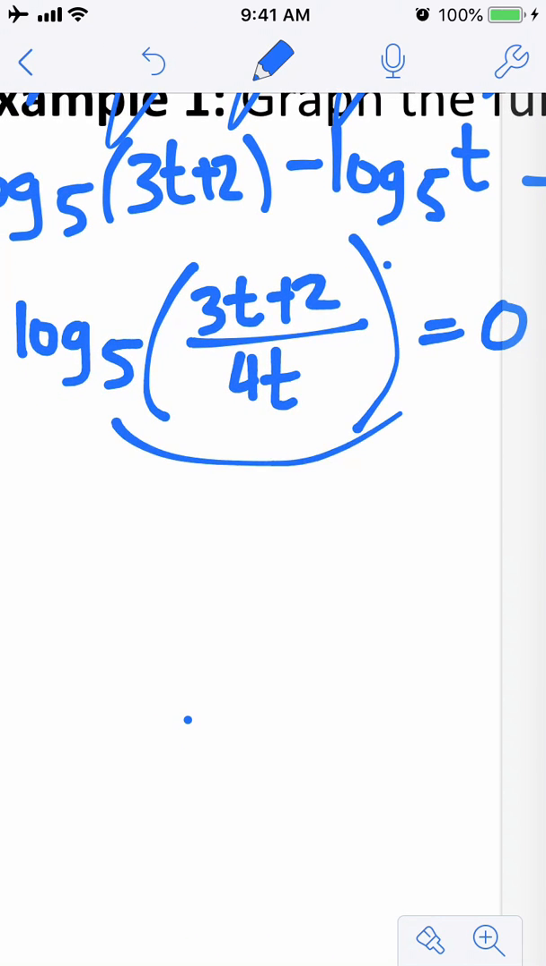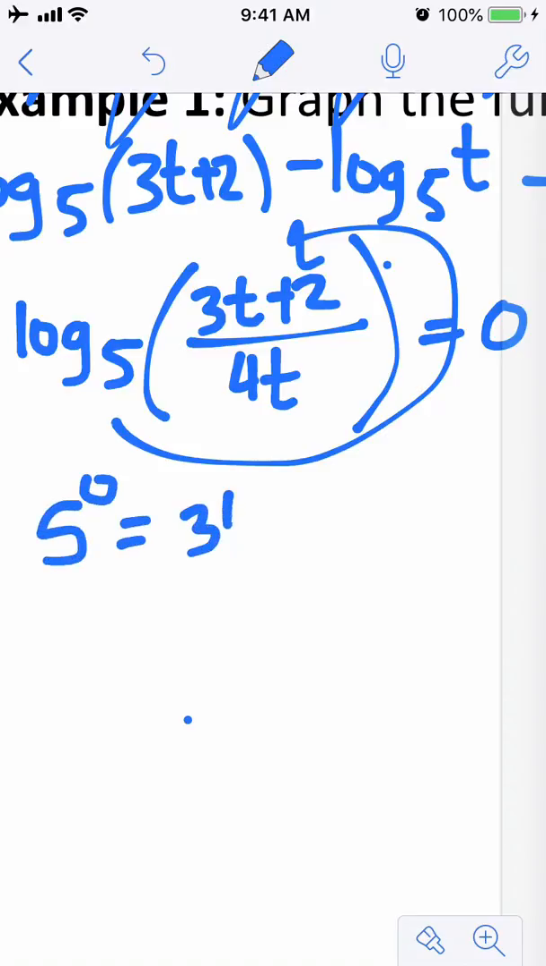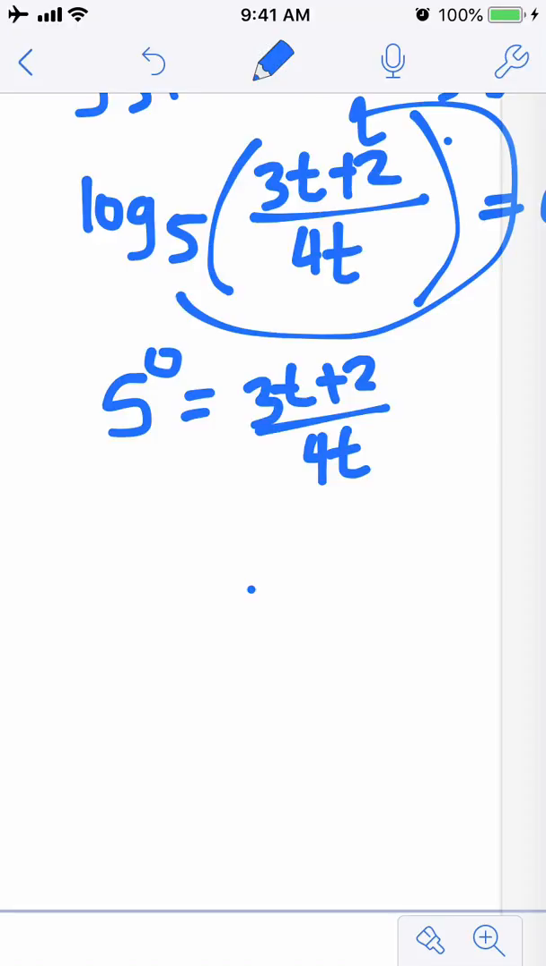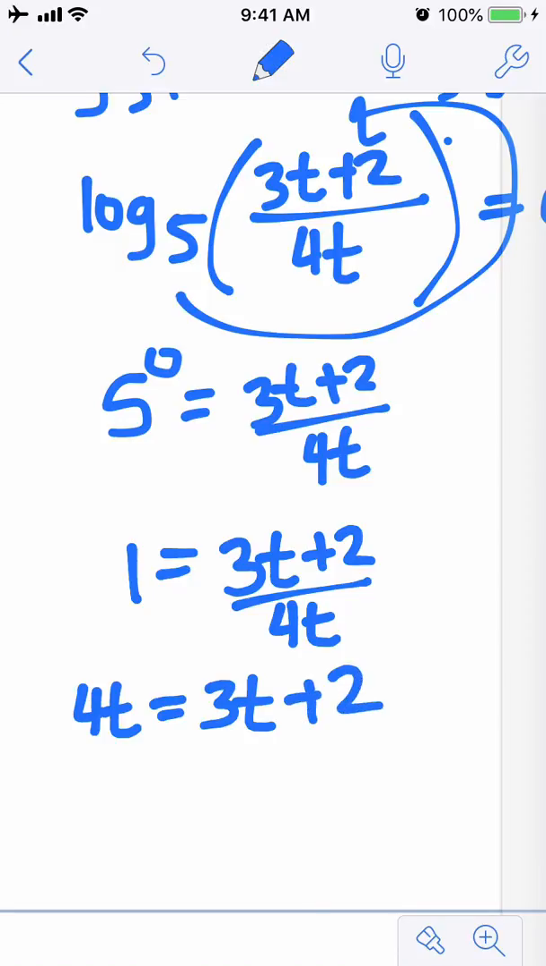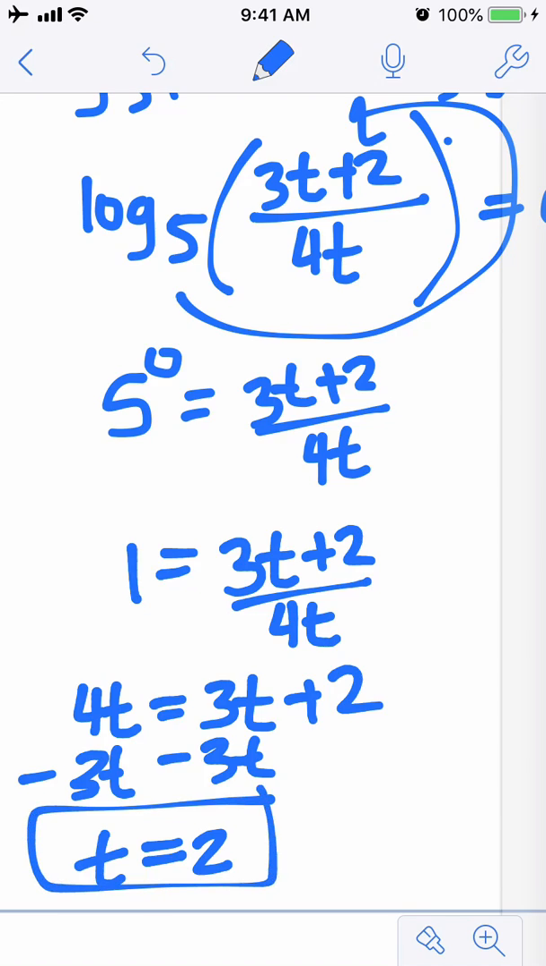All right, I got one log now. Make my circle. Thank you, Mr. Keller. 0 equals 3t plus 2 over 4t. Well, what is 5 to the 0? Yep, that's right. It's 1 equals 3t plus 2 over 4t. Multiply the 4t to the other side. You get 4t equals 3t plus 2. Subtract 3t. Don't panic. Just because you have t on both sides, you can fix that. You get t equals 2.